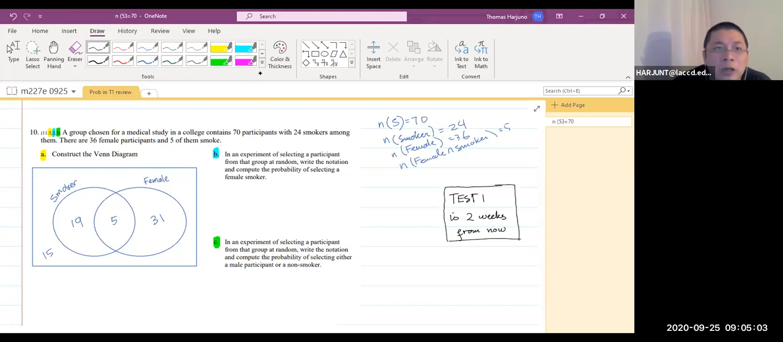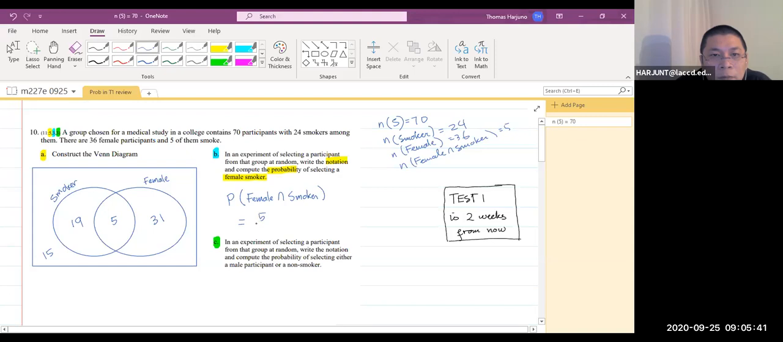Okay, so let's start with part B then. In part B, in an experiment of selecting a participant from that group, write the notation and compute the probability of selecting a female smoker. So the notation is probability of female and smoker. The number of female and smoker is 5 over 70. Either you reduce it or you change it to decimal.